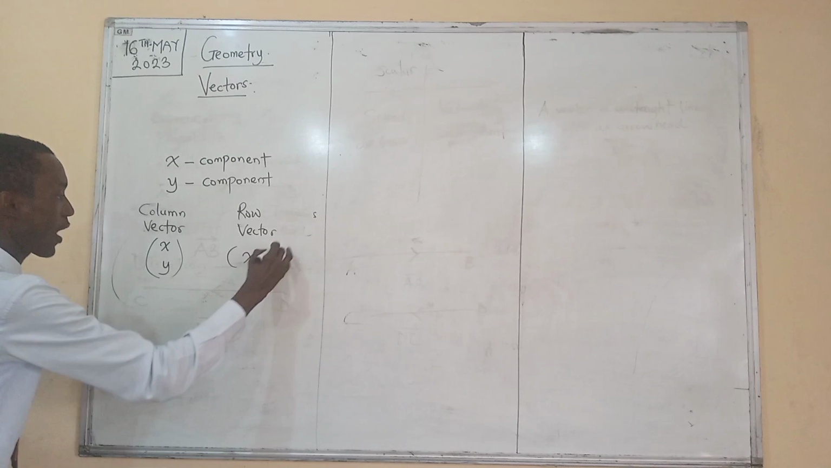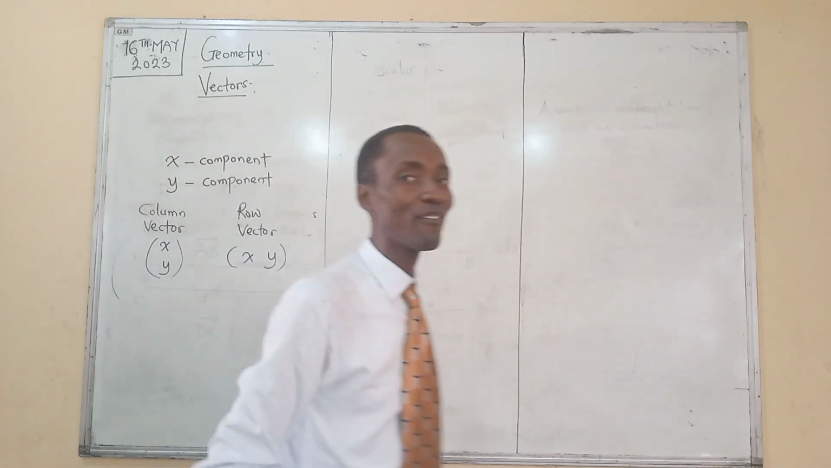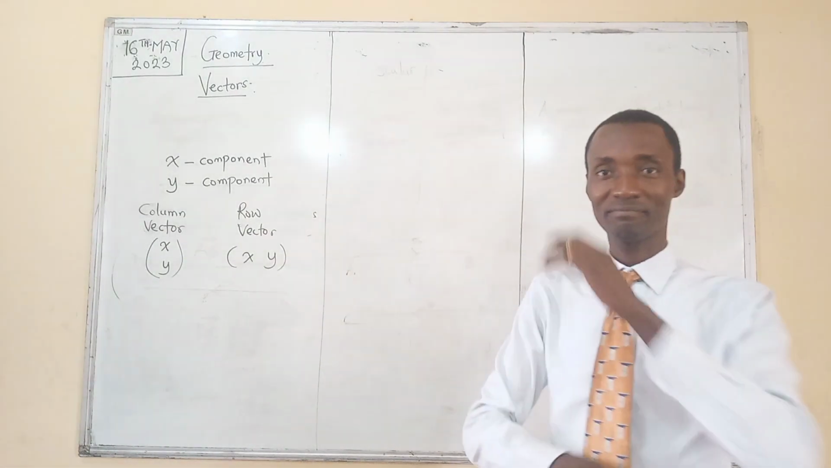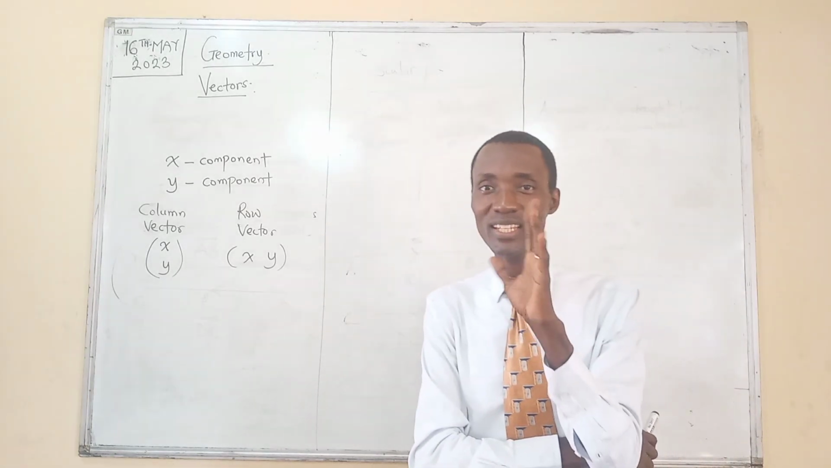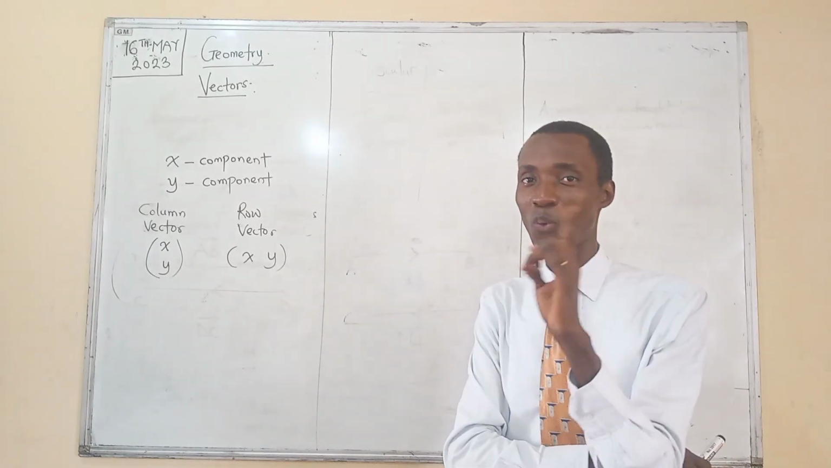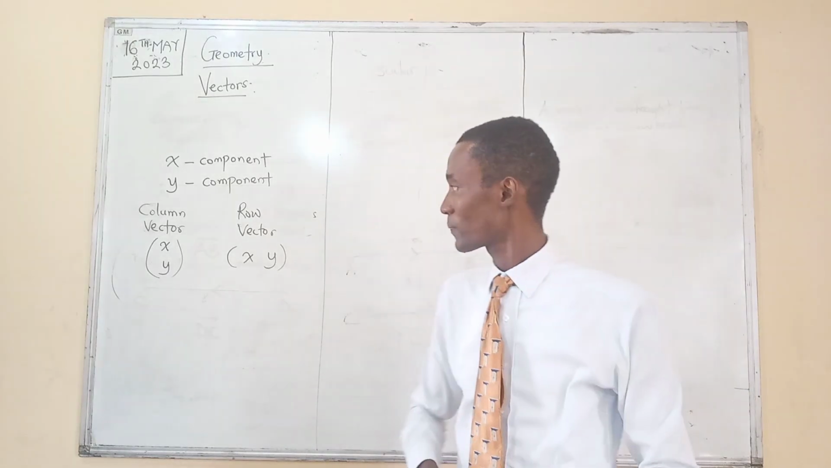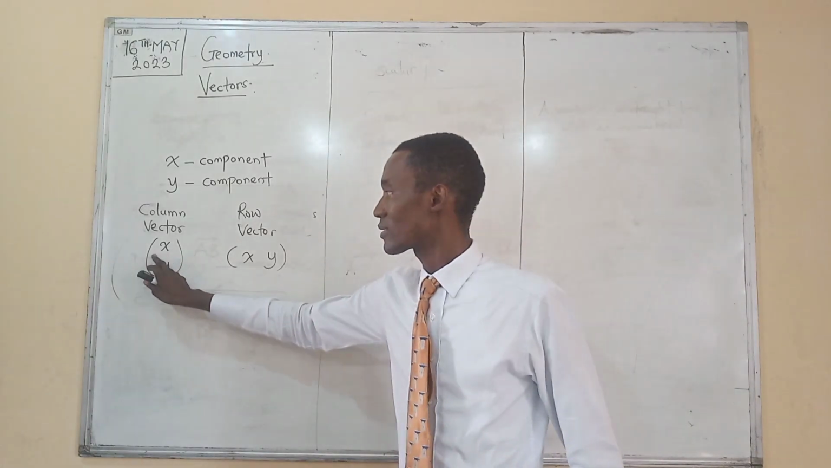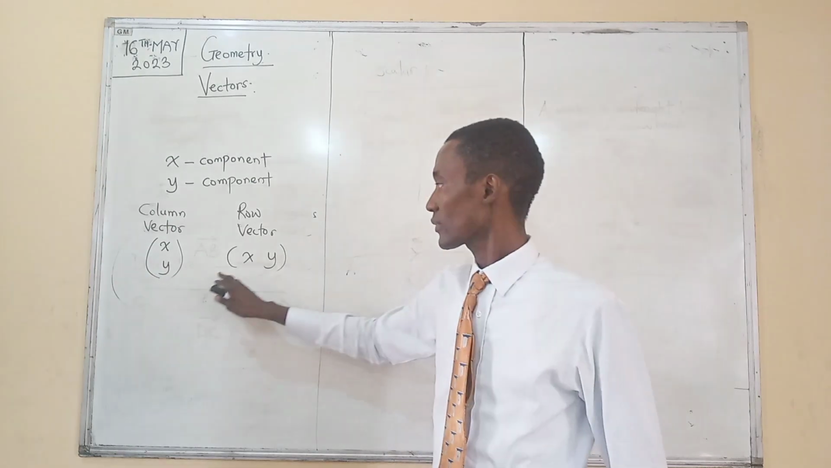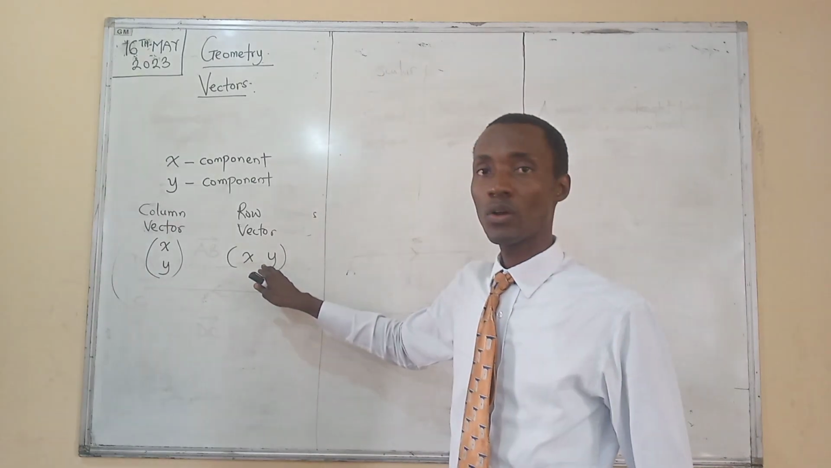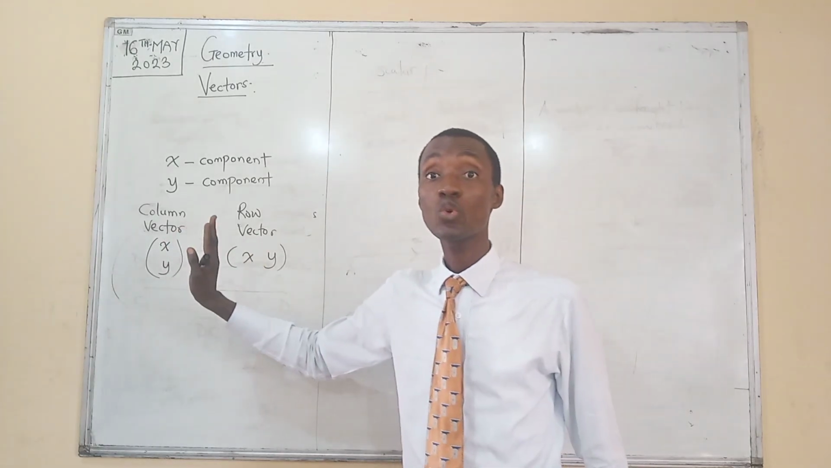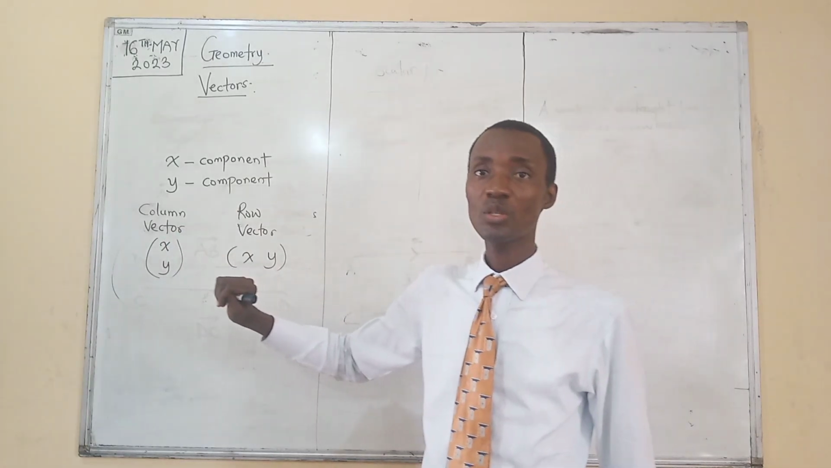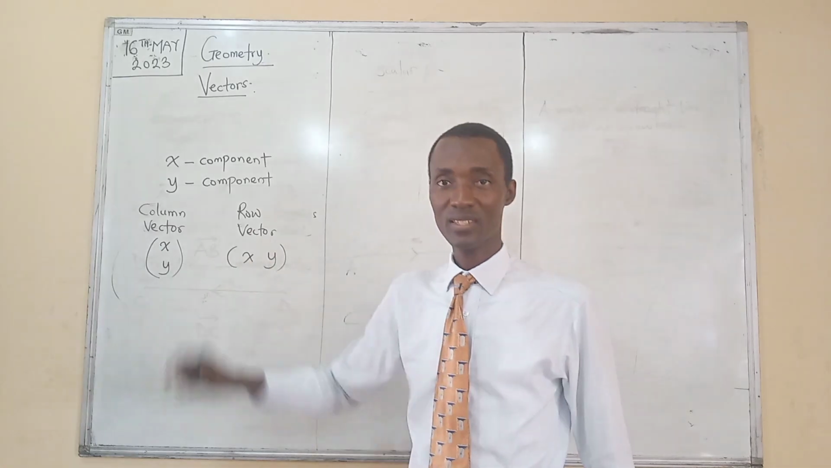And I could have something like this: x and y. Notice that I have not put a comma. Please, let's watch this. These are things you really need to watch out for when you are studying concepts. x, y. I have not put a comma to it.